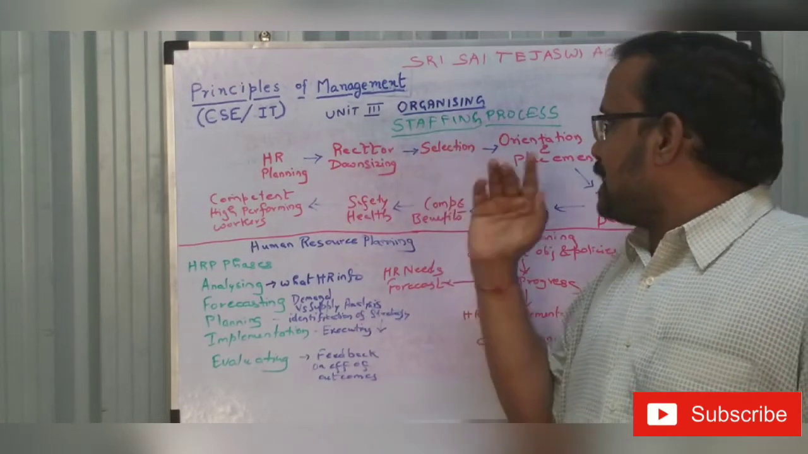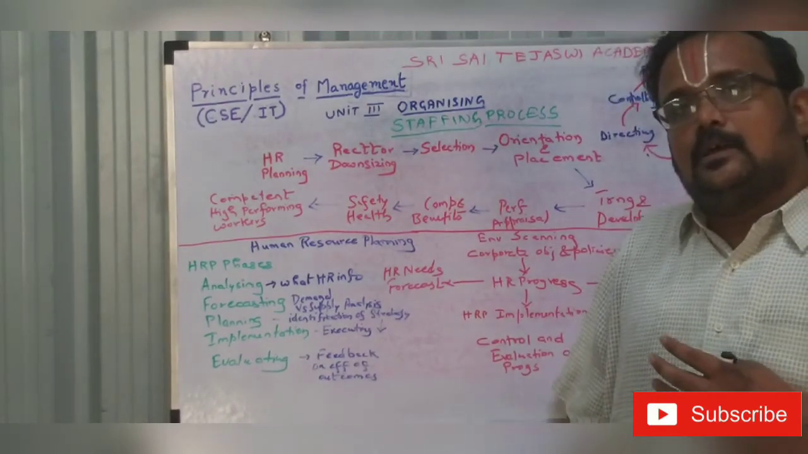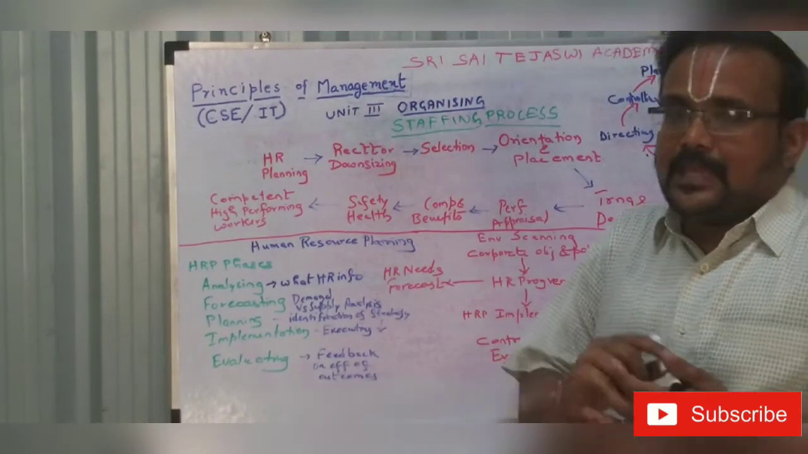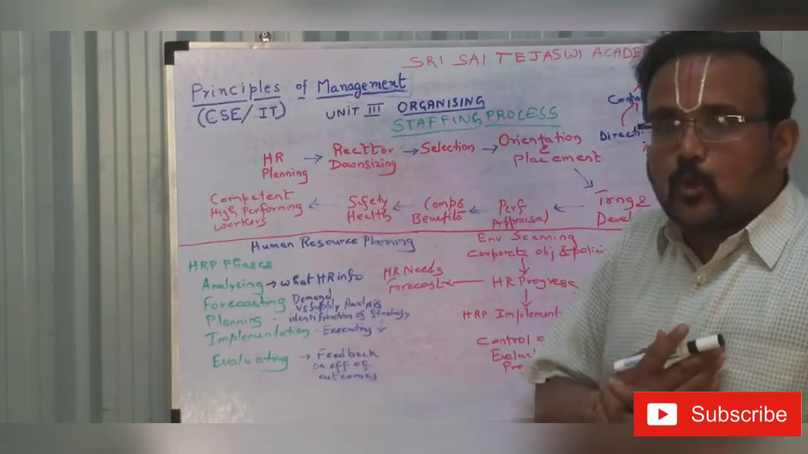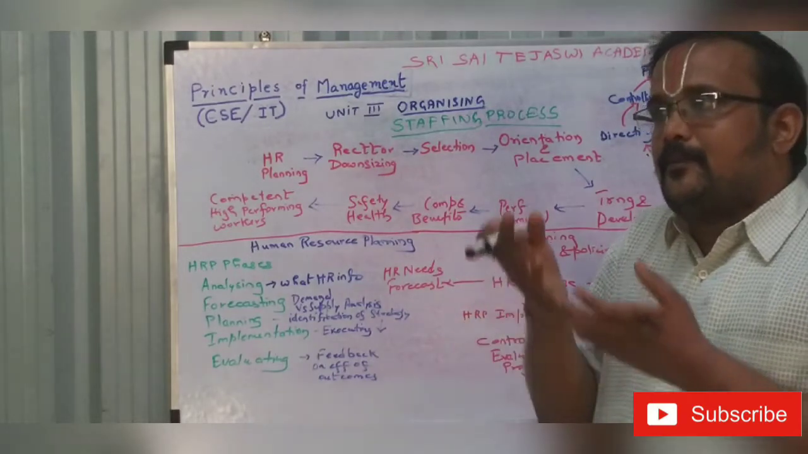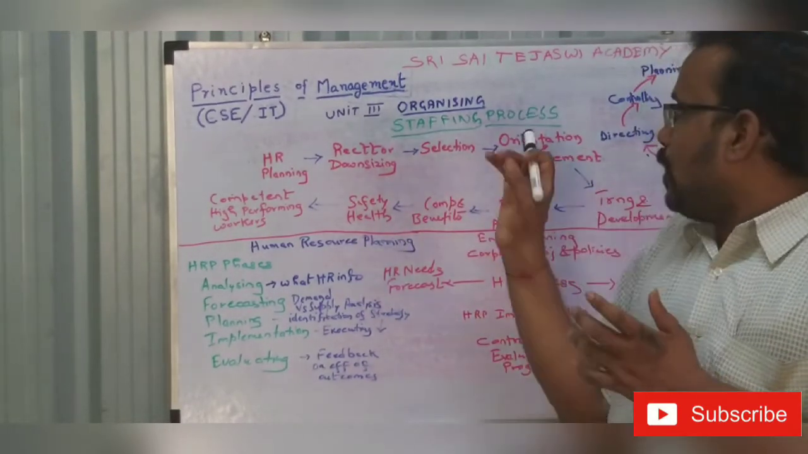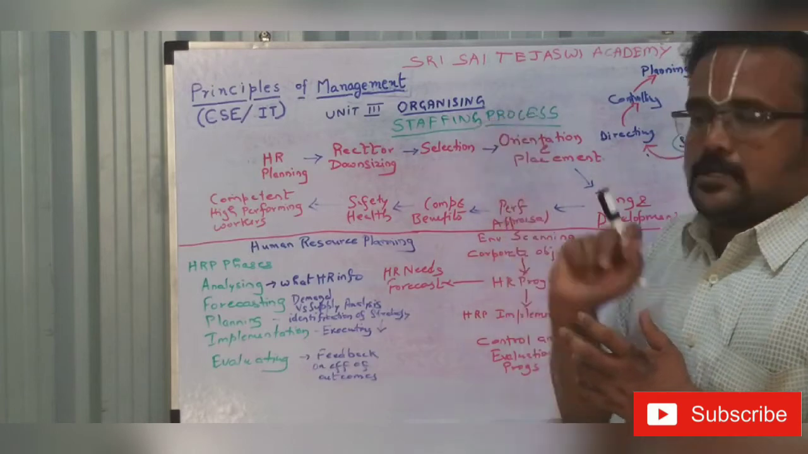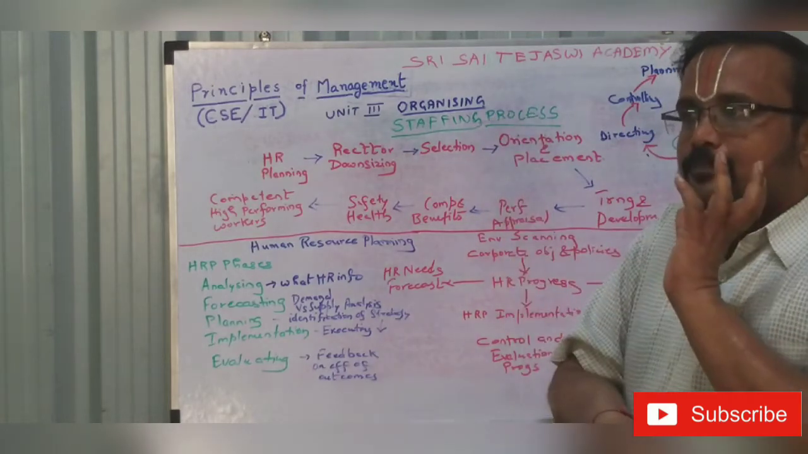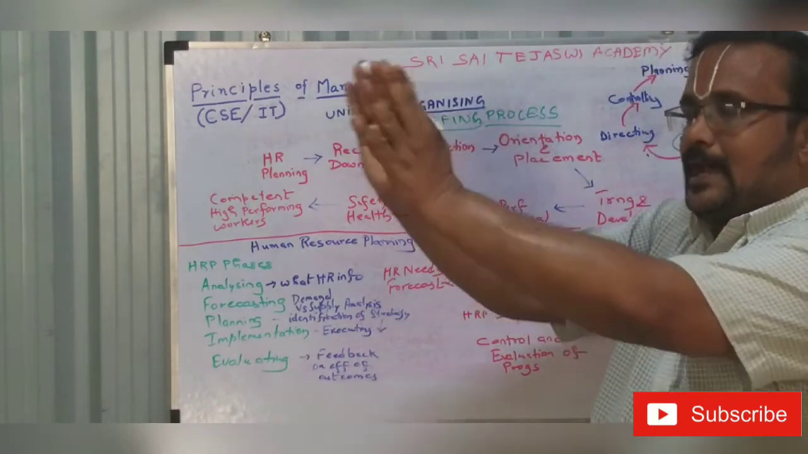Orientation. Once the selection happens, we have to familiarize them with the company. Various departments in the company, various locations, where what is there, where is this department, where is that department, where production happens, where marketing people are sitting. So all these will come under orientation. And placement means you assign a particular staff to a particular department and ask them to sit there.